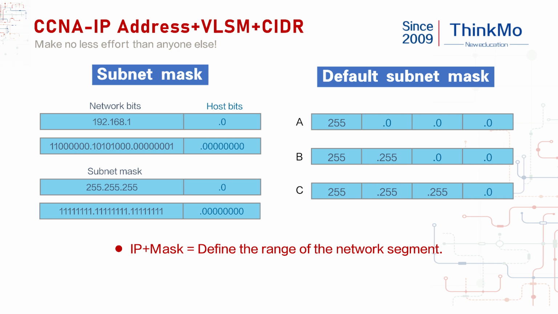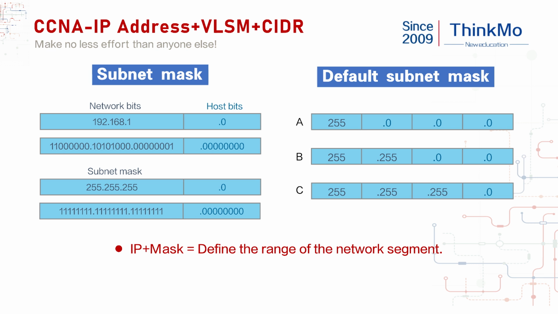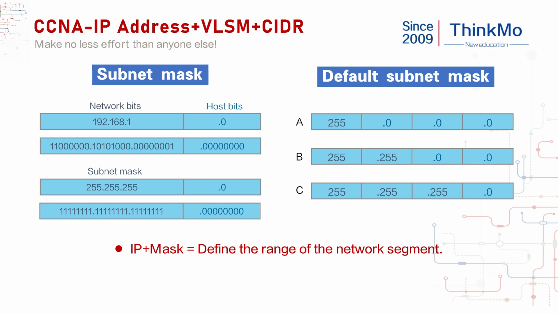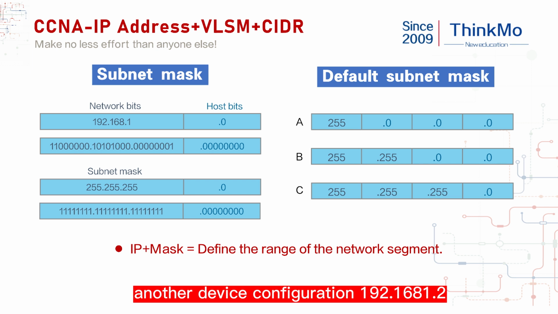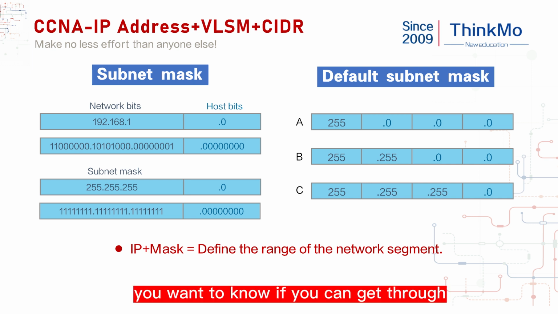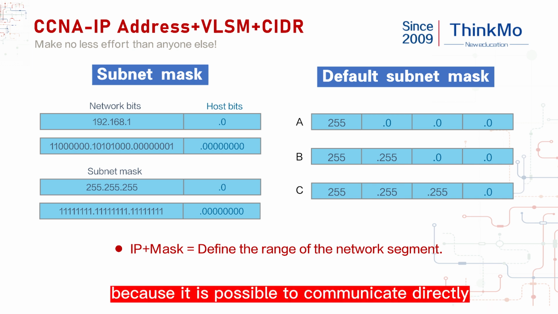So let me ask you a question now. For example, now there are two devices, and each device is configured with an IP. Can they communicate? For example, this device is configured with 192.168.2.3, and another device is configured with 192.168.1.2. Can they communicate directly? Okay, it depends on the mask. You want to know if you can get through, but you can't tell just by looking at the address. We have to combine another parameter, the mask.